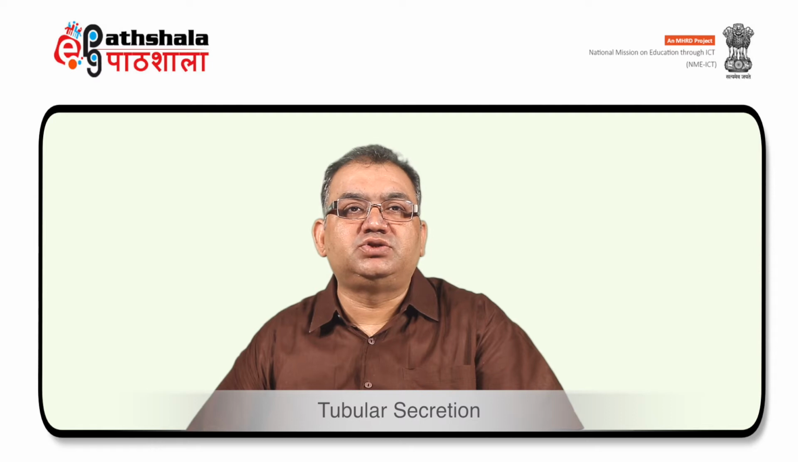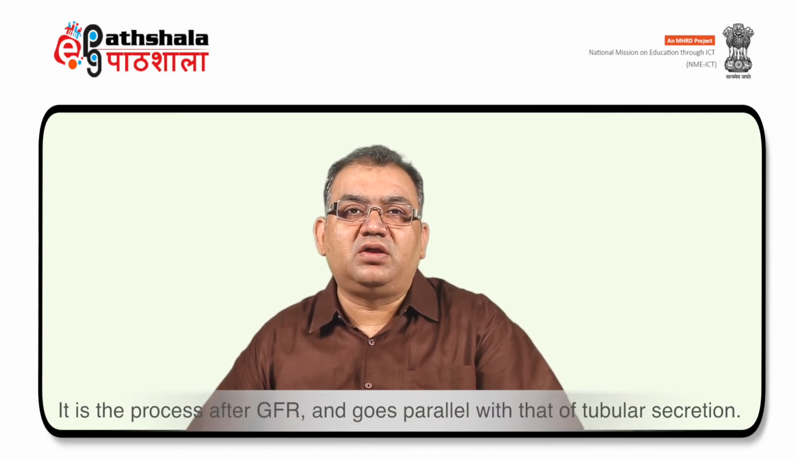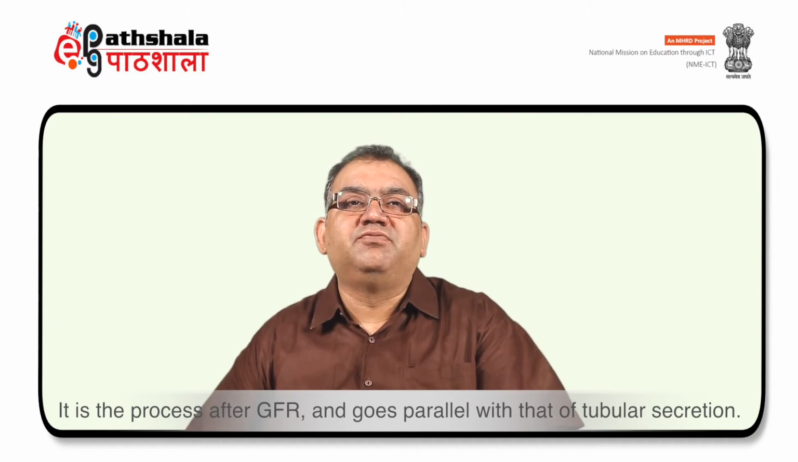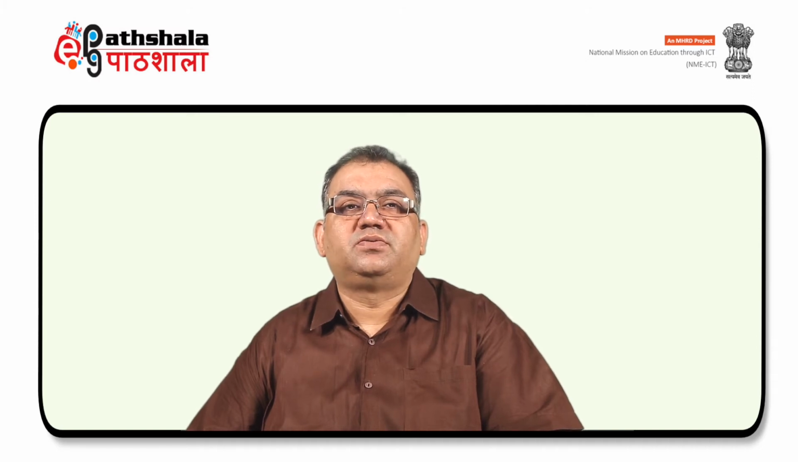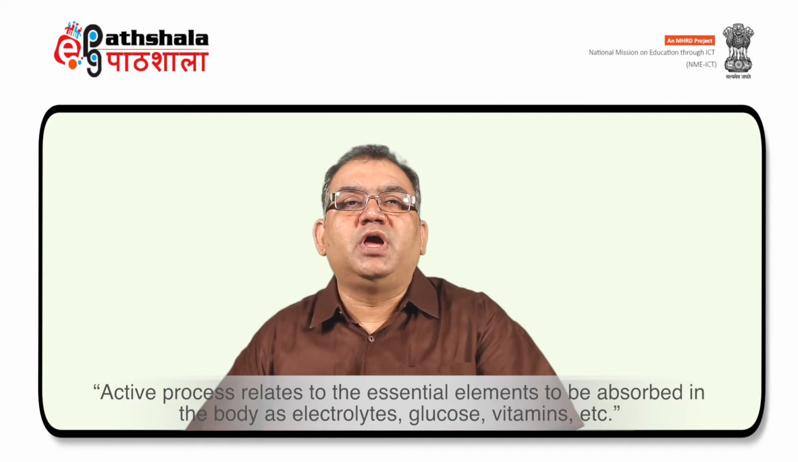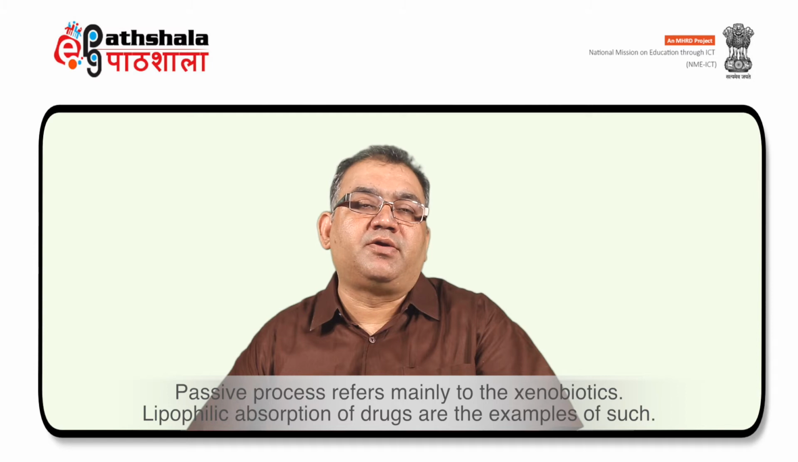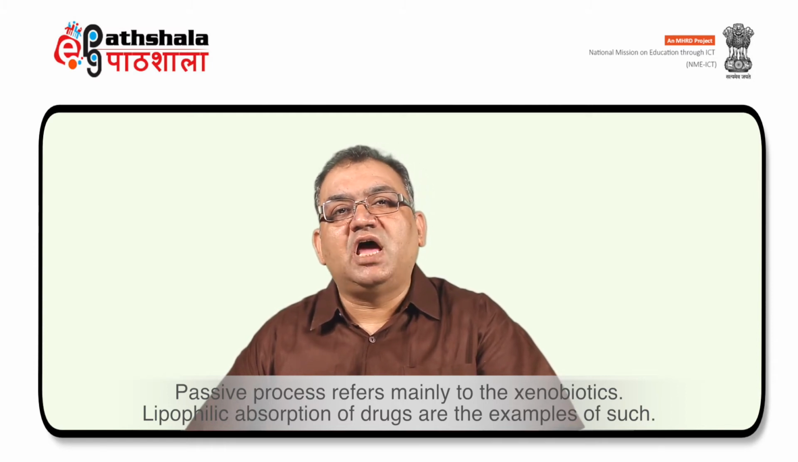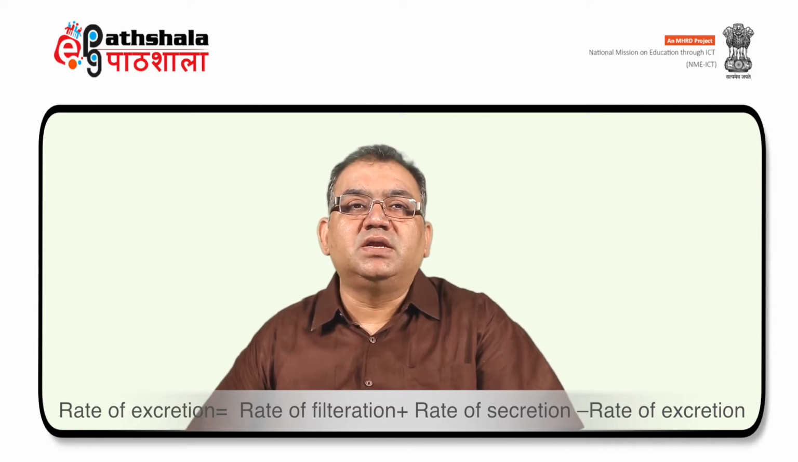The second mechanism, tubular secretion, is mainly the secretion of acidic and basic drugs, and is unaffected by pH and protein binding. Tubular reabsorption is a process after GFR, the glomerular filtration rate, and goes parallel with tubular secretion. This process is further divided into active and passive processes. The active process relates to essential elements to be absorbed in the body, such as electrolytes, glucose, vitamins, etc., known as nutrients of the body that are important for chemical balance. The passive process refers mainly to xenobiotics, which are our drugs, and lipophilic absorption of drugs is an example, where rate of excretion equals the rate of filtration plus rate of secretion minus the rate of reabsorption.